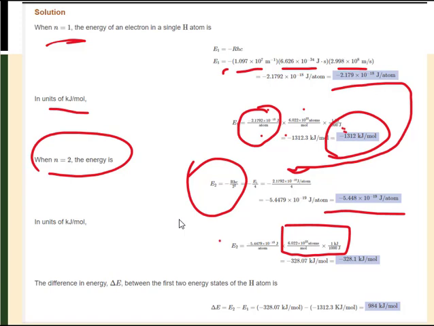Then to find the difference, I'm just going to take my second energy minus my first energy to get my difference. And I should get 984 kilojoules per mole.